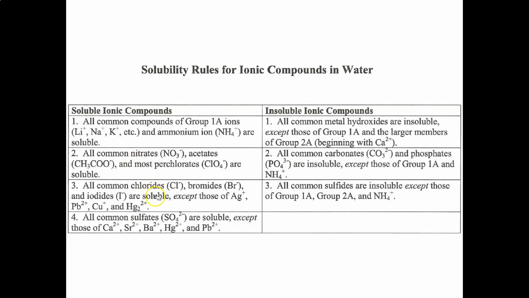But then there are some of these other ones that have exceptions. For example, chlorides and bromides and iodides are soluble usually, unless they start with Ag or Pb or Cu or Hg. Okay. And they give you some of those exceptions. And then the same thing for the insoluble. Right? All common metal hydroxides are insoluble, except, and then it gives you some exceptions. So using these solubility rules, we can tell whether an ionic compound is going to be soluble or not. And once we figure out when one of the products is insoluble, we know that's going to be our precipitate.